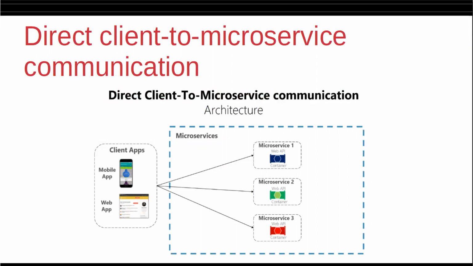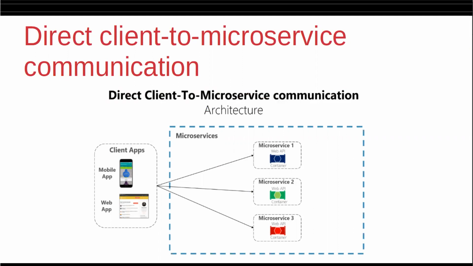Direct client to microservice communication. A possible approach is to use a direct client to microservice communication architecture. In this approach, a client can make requests directly to some of the microservices as shown in the diagram. A direct client to microservice communication architecture could be good enough for a small microservices based application, especially if the client app is a server-side web application.